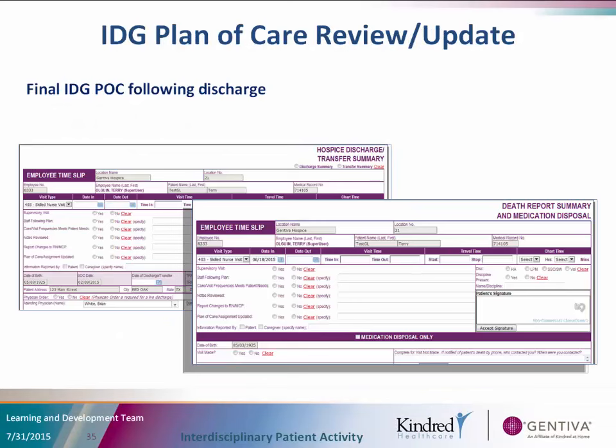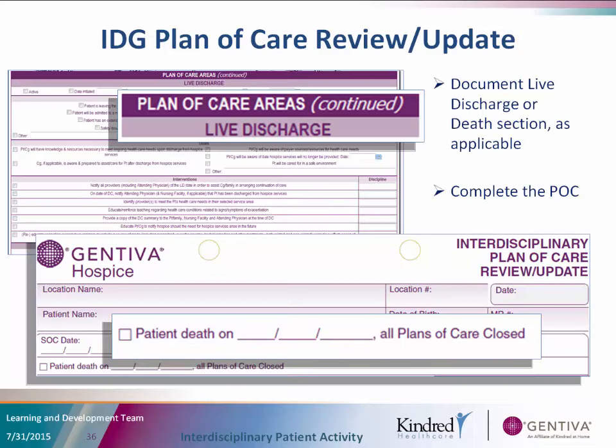Let's take a look at the final plan of care once the patient is no longer on service. Document on the live discharge area of the plan of care if applicable. Make sure to include at the time of discharge what progress was made toward the patient goals. If the patient has died, have the plans of care been closed and the patient transferred to bereavement?